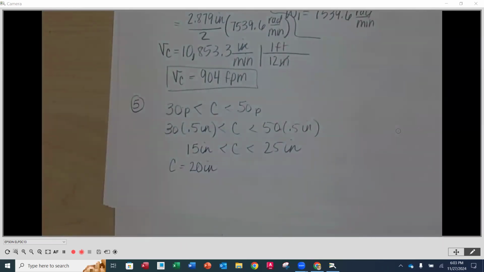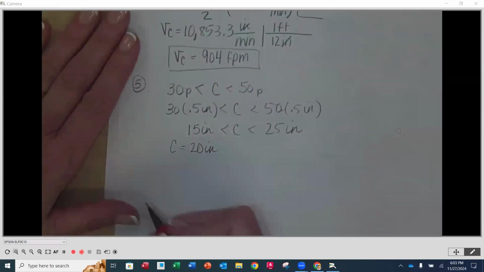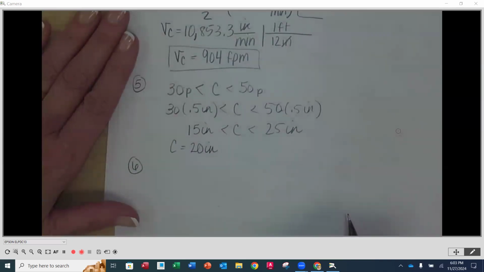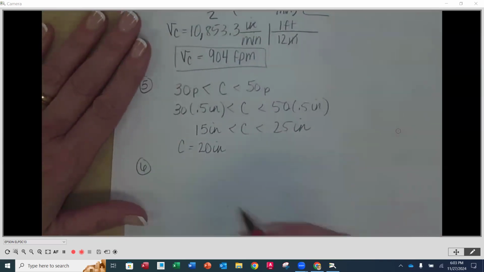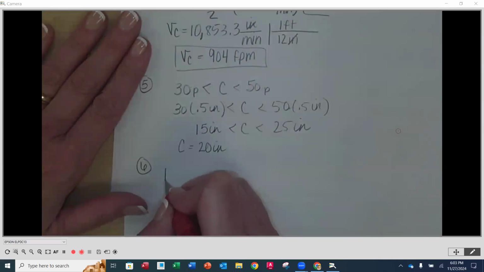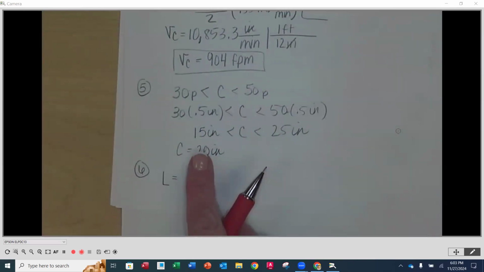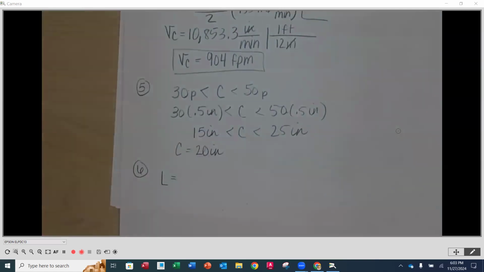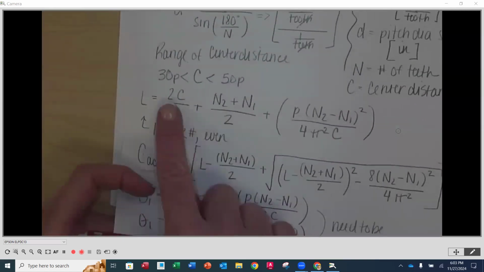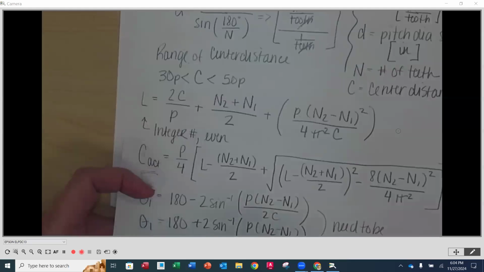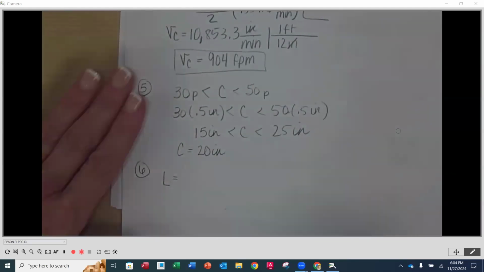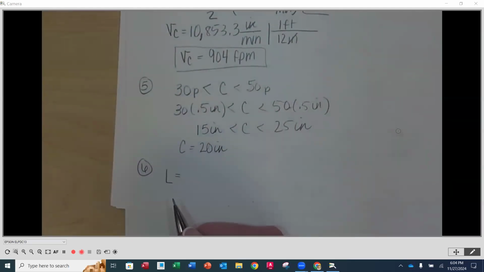Not our final center distance, but the one that we're going to use to figure out how many links we need to get over the top of our sprockets. So step number 6 now is calculating the number of links that we need to obtain the center distance of 20 inches. So write out your equation here and then fill in your numbers. Go ahead and do that, and I will do that on the side here as well.